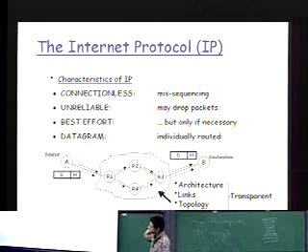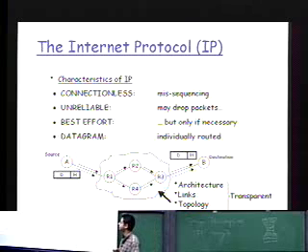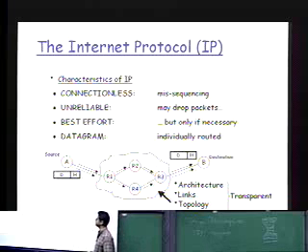format where each packet is going to be individually routed, as opposed to being a virtual circuit framework where all packets in a flow have identical routing. Here, every packet of a flow might get routed differently.